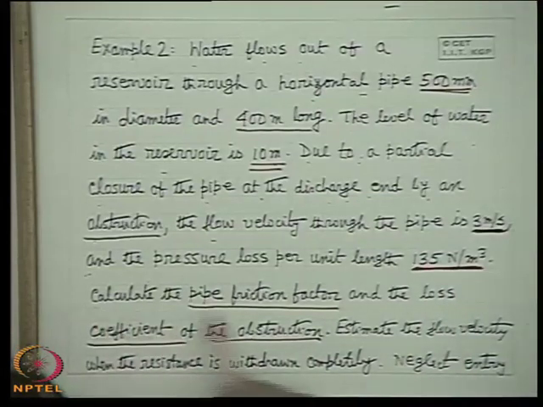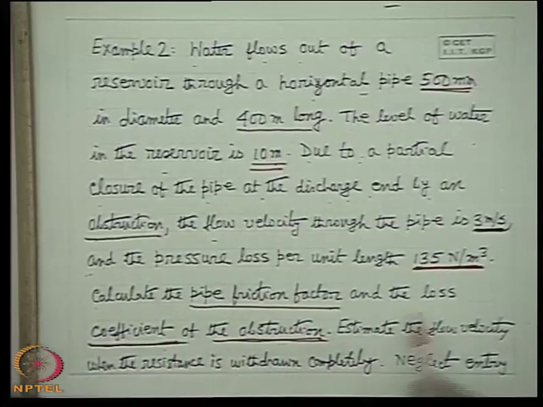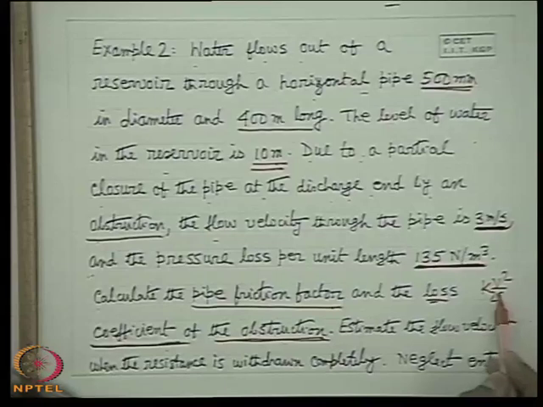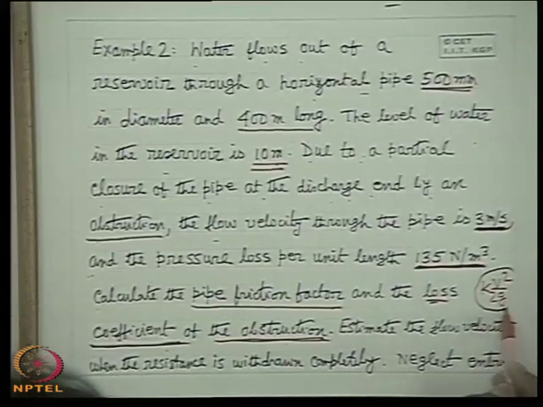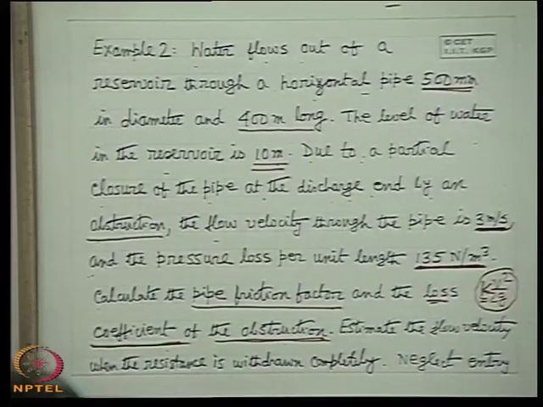What will we have to calculate for this problem? The pipe friction factor and the loss coefficient of the obstruction. The obstruction gives some loss, so you consider the losses due to the obstruction and find out the loss coefficient. Loss coefficient means k: if the obstruction loss is expressed in terms of kv square by 2g, this k is known as the loss coefficient or loss factor.